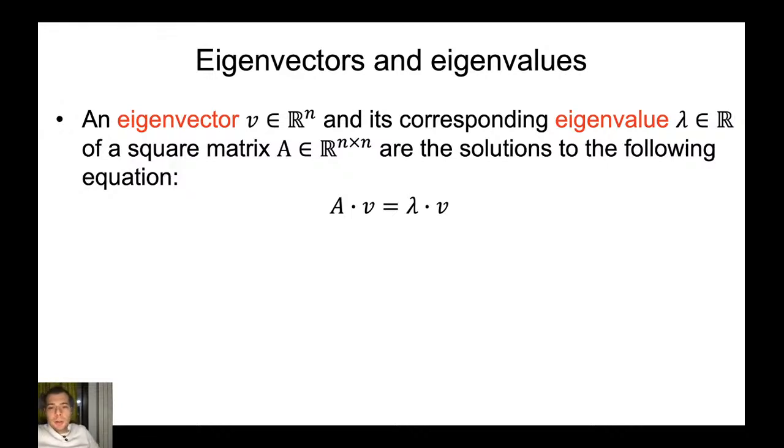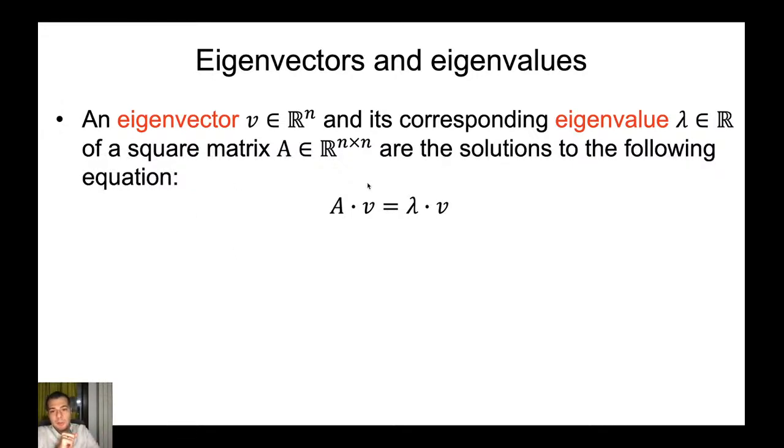We will use later this equation, which is involved in the definition of eigenvectors and eigenvalues. For a square matrix of n by n components, here we have V as a column vector. When we multiply the square matrix with the column vector, we will obtain a column vector. And eigenvectors are the solution to this equation.